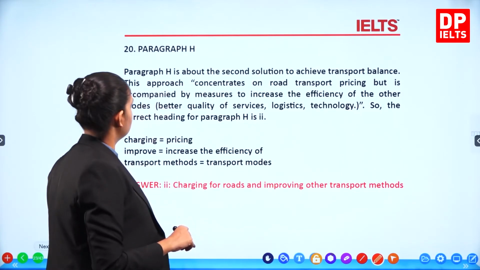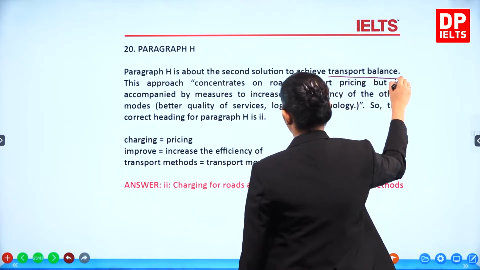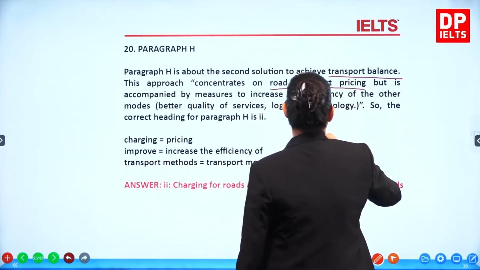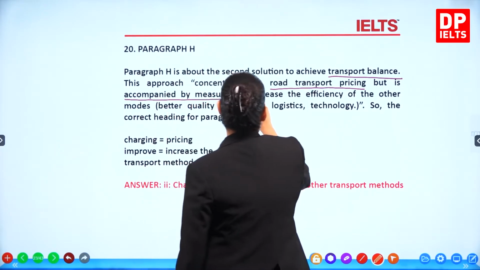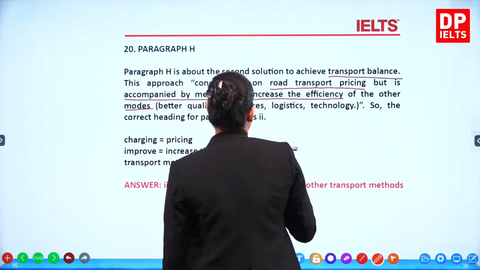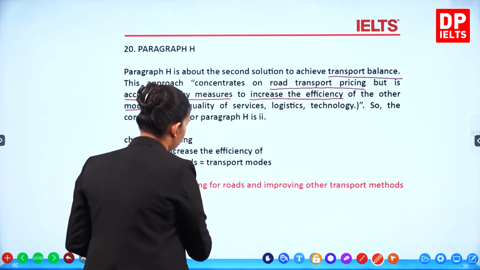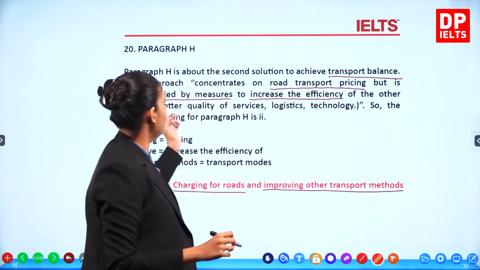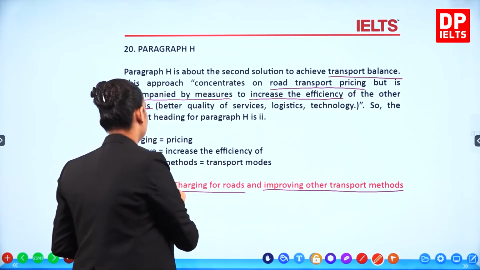20, paragraph H. This is about the second solution to achieve transport balance. So, this approach concentrates on road transport pricing but is accompanied by measures to increase the efficiency of other modes. So, better quality of services, logistics and technology. Therefore, charging for roads and also improving other transportation methods, services, logistics, technology. So, the answer there is 2.